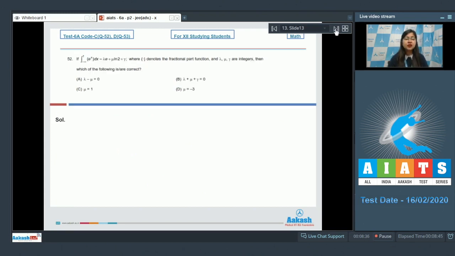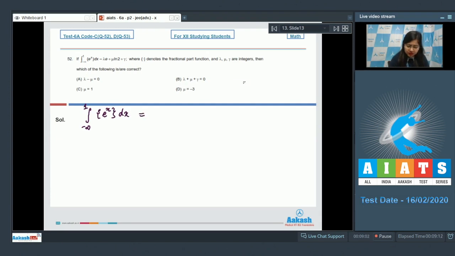Next is question number 52, which says integral from minus infinity to 1 of the fractional part of e raised to the power x dx is equal to lambda e plus mu ln 2 plus gamma, where lambda, mu, gamma are integers. So we have to answer the following options. So let's find the integral from minus infinity to 1 of the fractional part of e raised to the power x dx.